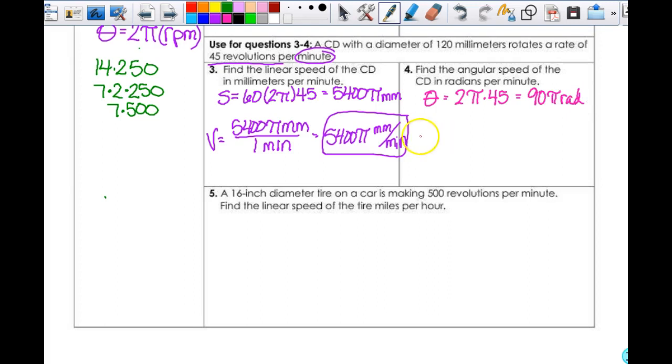So then omega is equal to that theta, which is 90 pi radians for every 1 minute. Nothing can be reduced here, so this is 90 pi radians per minute. So all 4 of these, we have written them like this, and then we end up writing them like this. Here's why I was making you do that each time.